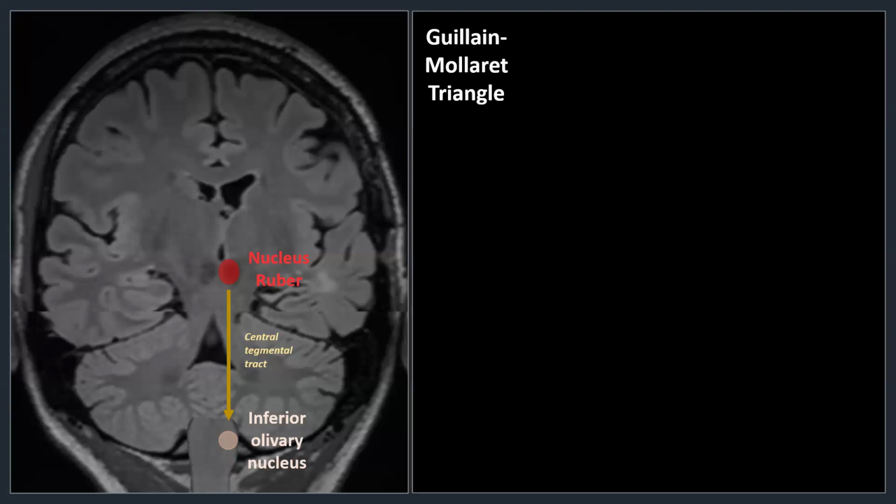Then information from the inferior olivary nucleus is relayed to the dentate nucleus indirectly. Why? This information basically goes to the cerebellar cortex and then from the cerebellar cortex to the dentate nucleus. And the dentate nucleus relays this information back to the red nucleus through the superior cerebellar peduncle. And then we have a triangle, the triangle of Guillain-Mollaret.